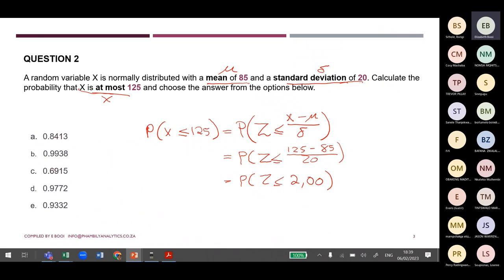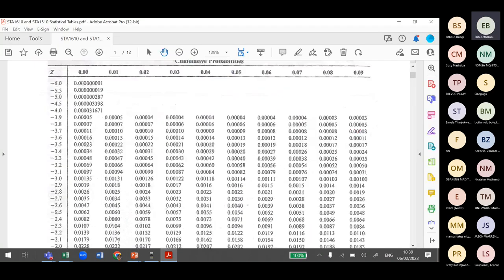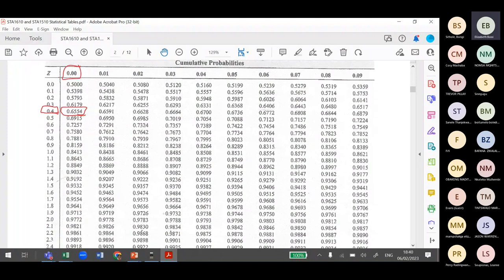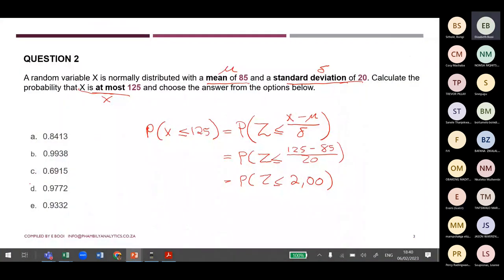Go to the table. When we go to the table, we go to the positive side of the table, and you're looking for 2.00 and 0.00 at the top. And the answer is 0.9772, which is option D.